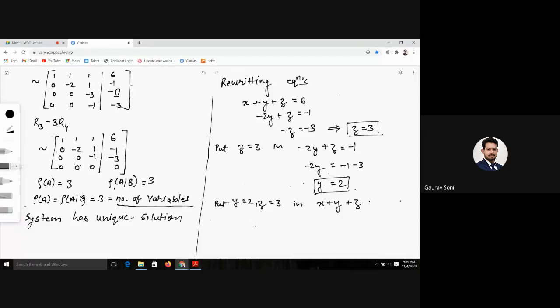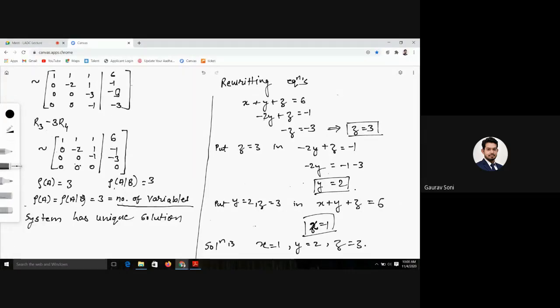So z is equal to 6... The z will turn out to be 1. So what is our solution? So the solution is x is equal to 1, y is equal to 2, and z is equal to 3. So this is a revision kind of thing.